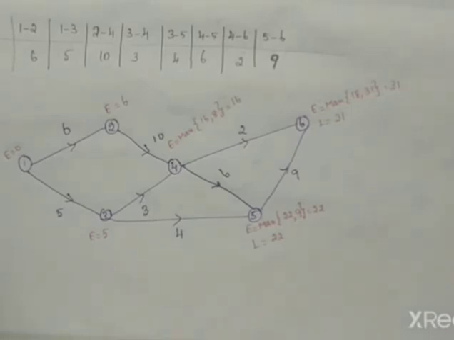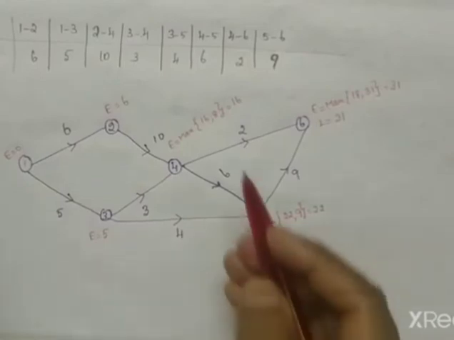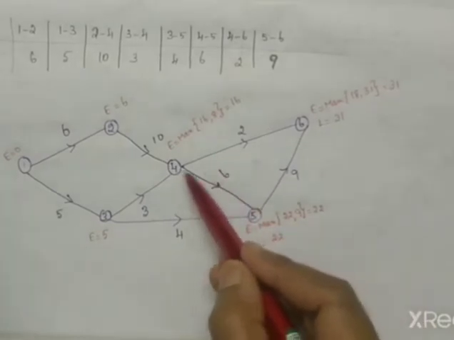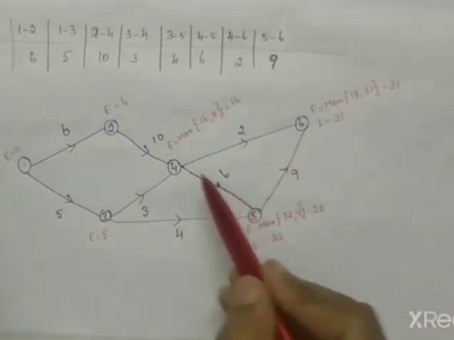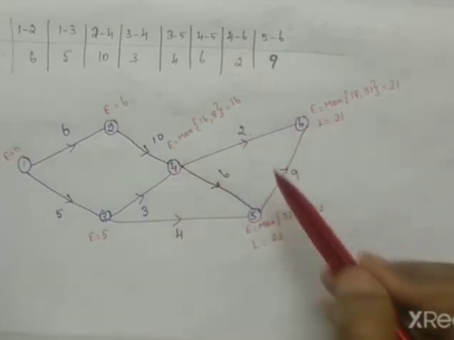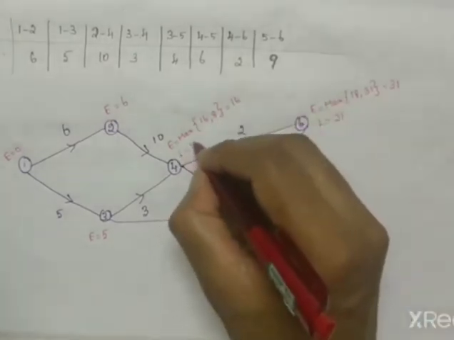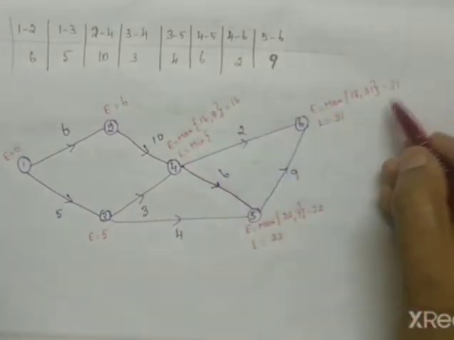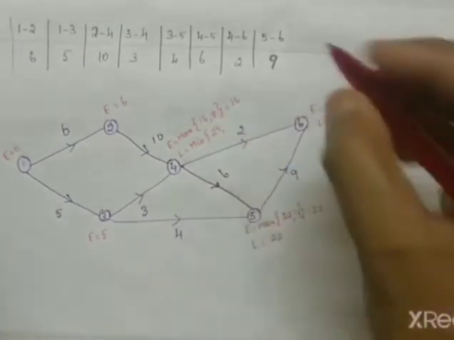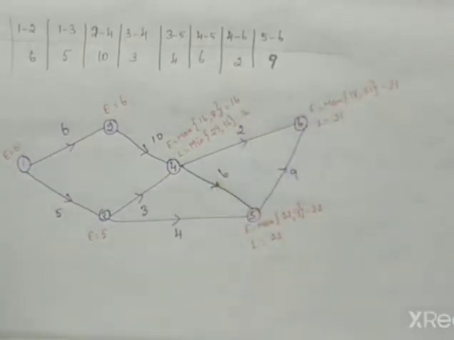Similarly, next we come to the fourth activity. Here there are 2 outgoing activities, this one and this one. So the L value is calculated as the minimum of this L value minus this duration, and this L value minus this duration. So L is equal to the minimum of 31 minus 2, which is 29, and 22 minus 6, which is 16. So for this the value will be 16.